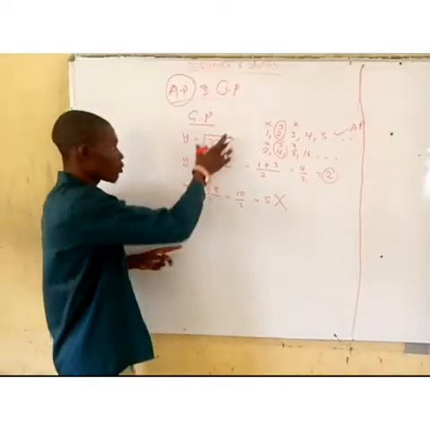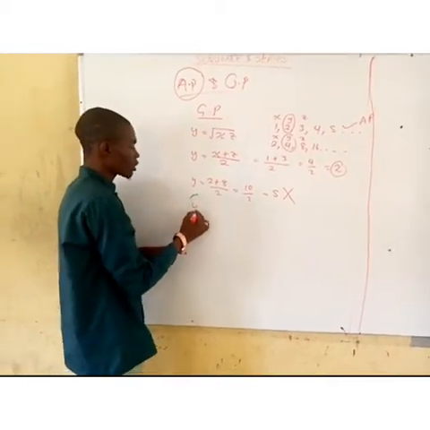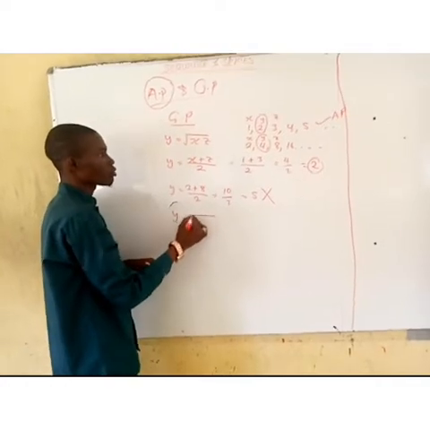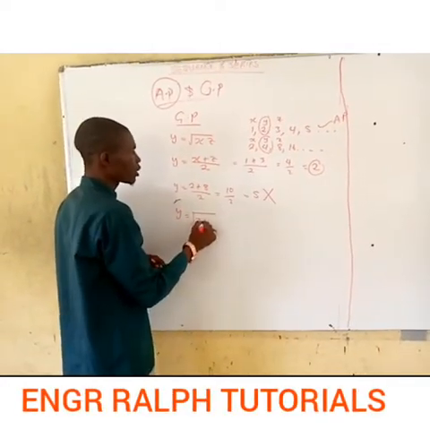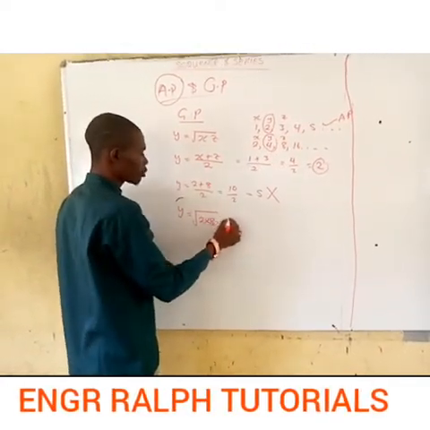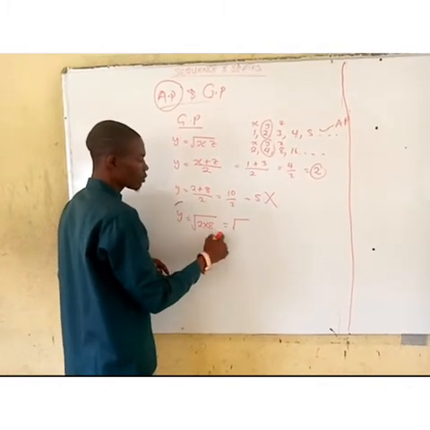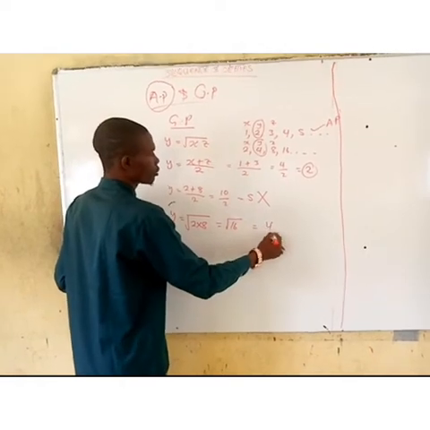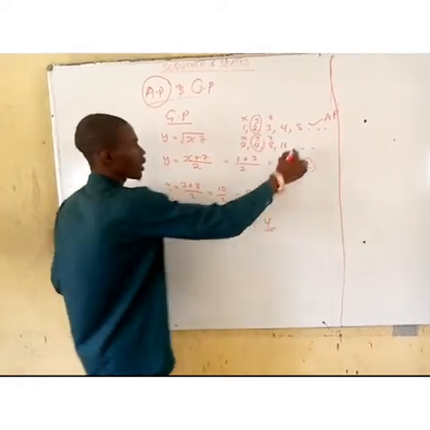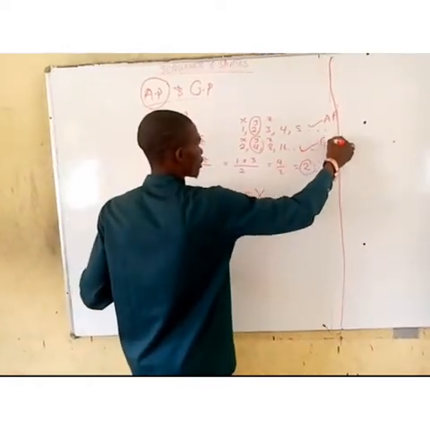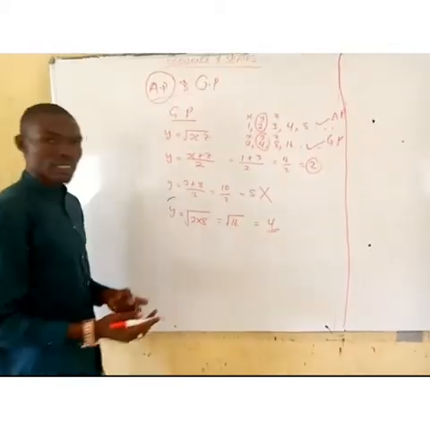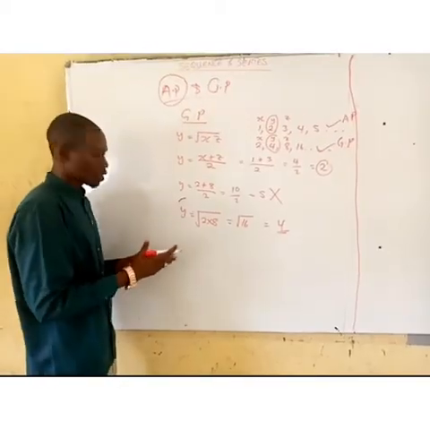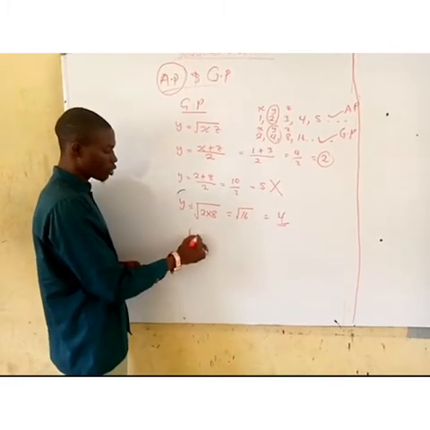So now you check whether it is a geometric progression. We say y is equal to the square root of x times z, which is the square root of 2 times 8, which is the square root of 16, which is equal to 4. So in this case, y is 4, therefore this one is a geometric progression.